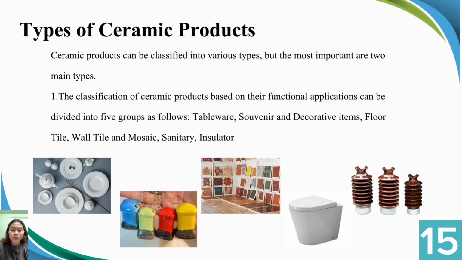Types of ceramic products. Ceramic products can be classified into various types, but the most important are two main types. Number 1. The classification of ceramic products based on their functional applications can be divided into 5 groups as follows: tableware, souvenir and decorative items, floor tile, wall tile, and mosaic sanitary insulator.